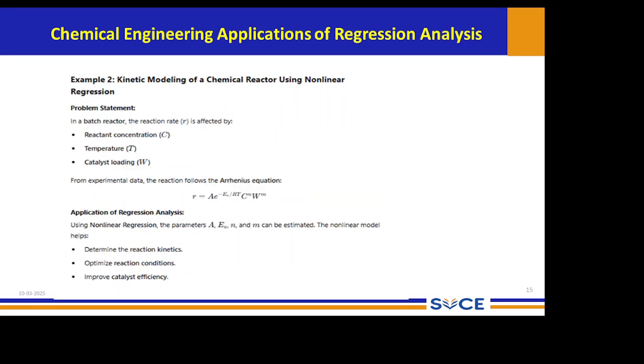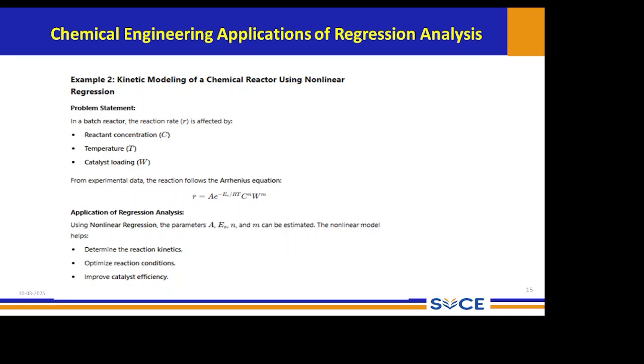Coming to the second example: kinetic modeling of a chemical reactor using non-linear regression. Let's say R is equal to, here the equal sign is faint, it's hidden. R is the reaction rate, A e power minus Ea by RT, the Arrhenius law, and C to the power N into W to the power M, the Arrhenius equation.